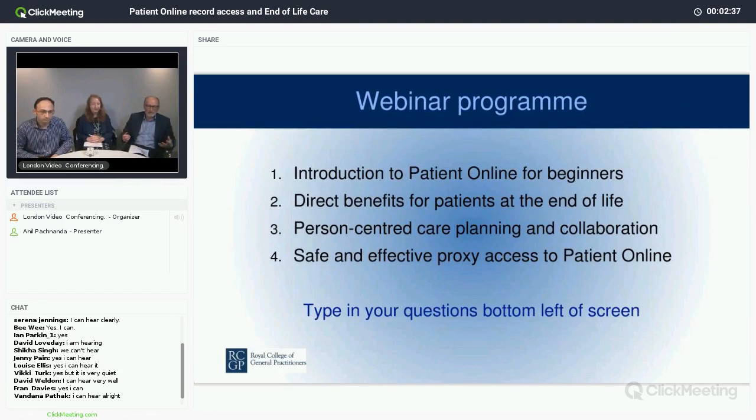So this is how we're going to run through the program. First of all, introduction, followed by talking more specifically about end of life and how Patient Online is relevant. We're going to talk about care planning and then mention a little bit of the background about how to do all this, and particularly how to share access with family members safely and effectively.